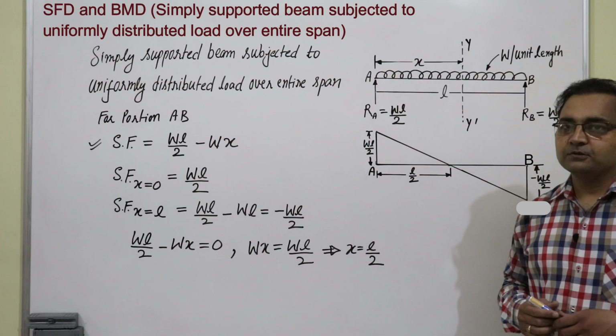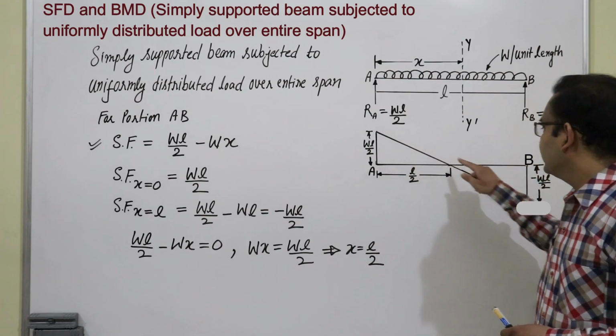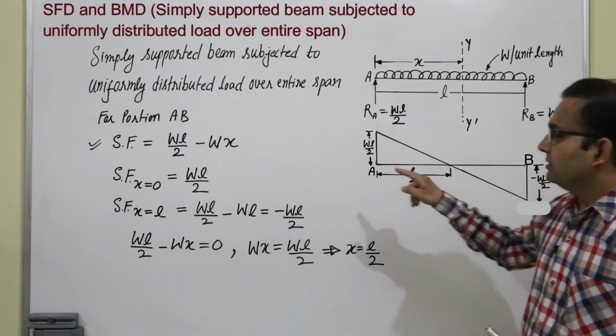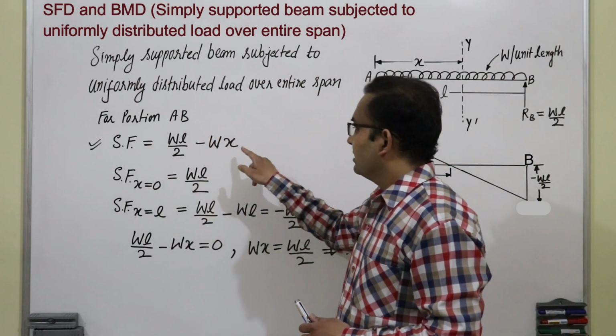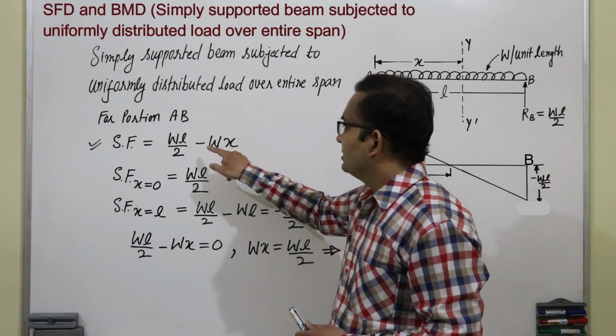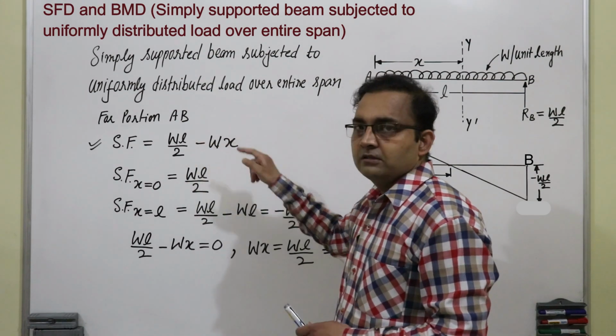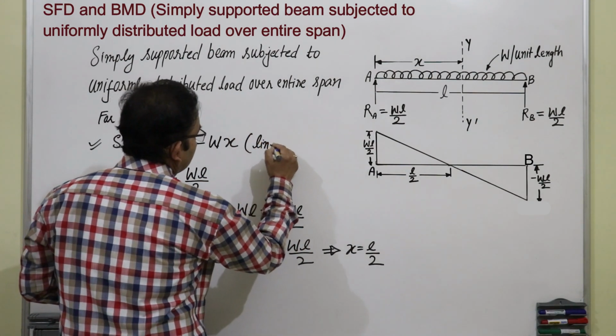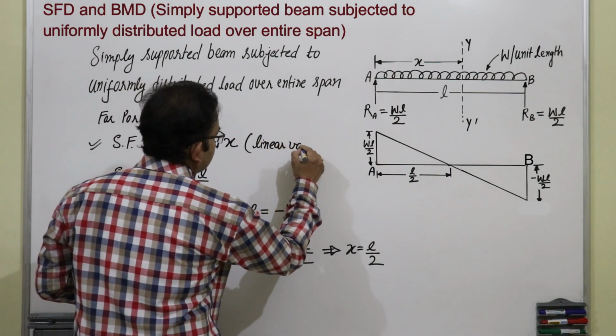I have one question to students: why is this line a straight line? This line is a straight line because this is the general equation, and we can see here W L by 2 minus W x. So, it is a linear variation.